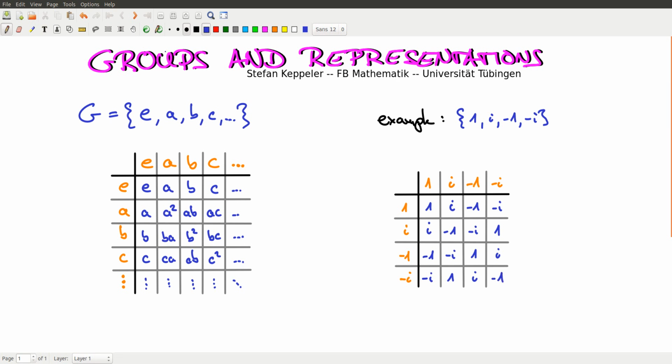And now we observe that in each row in this table, we have every group element appearing once, no matter which row we take. And the same is true for each column. So also here we have each of the group elements appearing exactly once, and that's no coincidence. That's true in general, and we will look at this in the exercises.